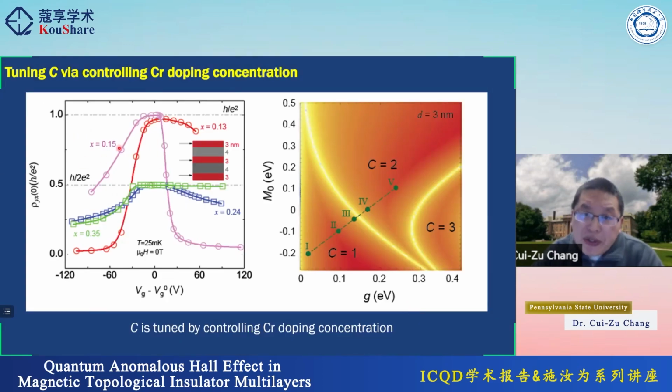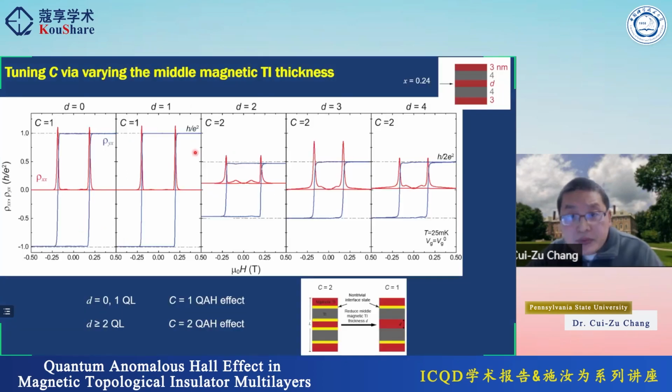And the Chern number tuning is further demonstrated by the gate dependence of the zero magnetic field Hall resistance. We can clearly see that the sample with the lower doping level at the charge neutral point is quantized at h over e squared. At the higher doping level, it is quantized at h over 2 e squared. Our experimental observation is well interpreted by the theoretical calculation done by my colleague, Professor Chao Xing Liu.